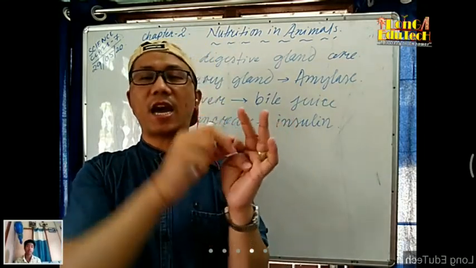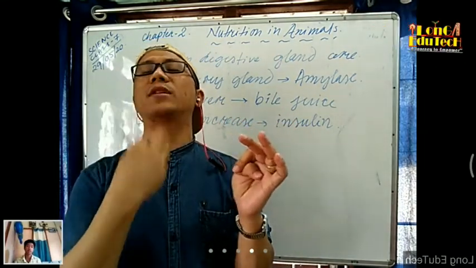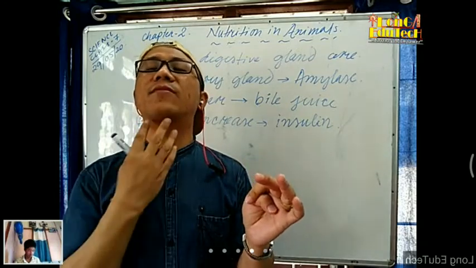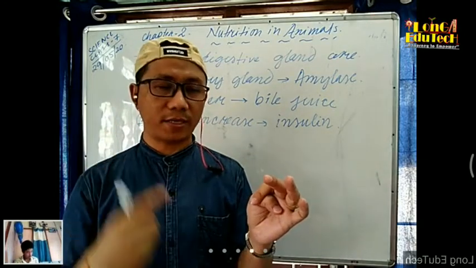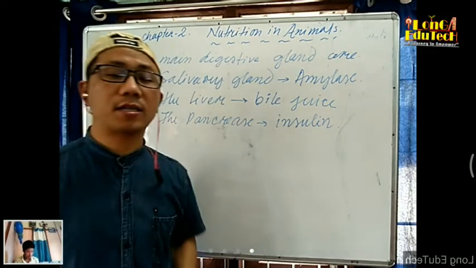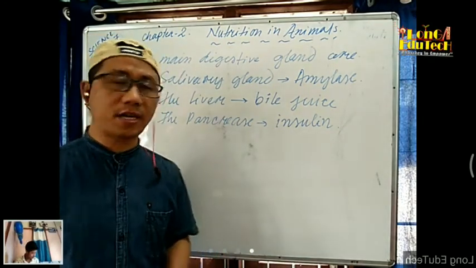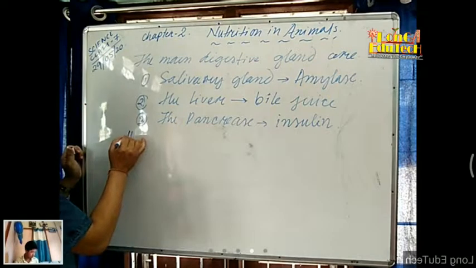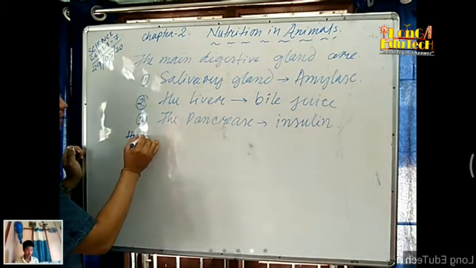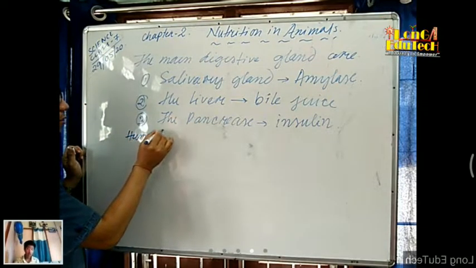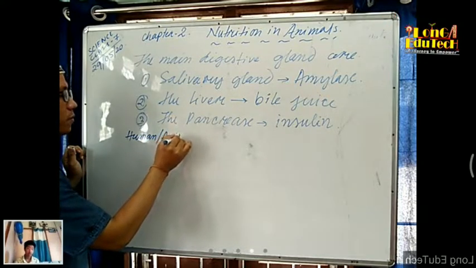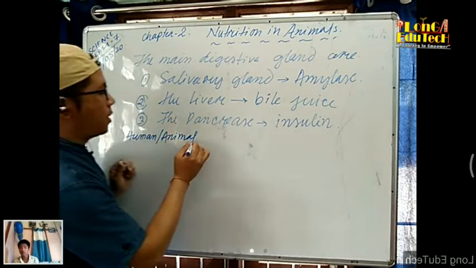So here the first process is called ingestion. Next is digestion. After eating the food, digestion starts. Digestion starts from the mouth, just keep in mind. Here let us learn nutrition. You must know that human nutrition is very complex. Or I should say animal nutrition, not only human.